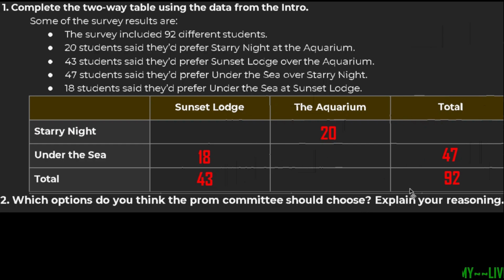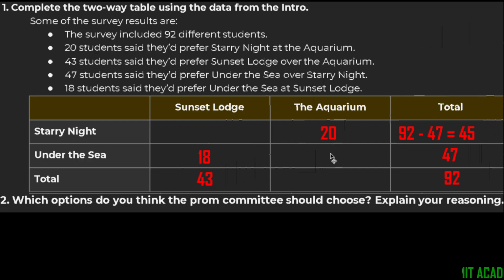So a couple of different ways you can calculate it. Again, you can do some simple subtraction. For example, if we were trying to find the total number of students that chose Starry Night, we would do 92 minus 47, which is going to be 45. And that makes sense too, because if we were to add these two together, we would get 92 as the total.